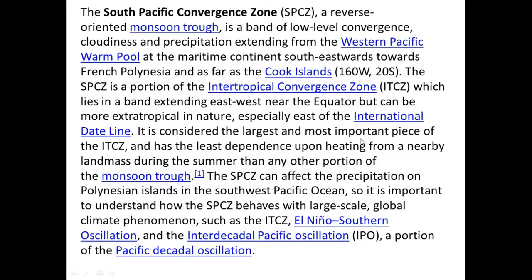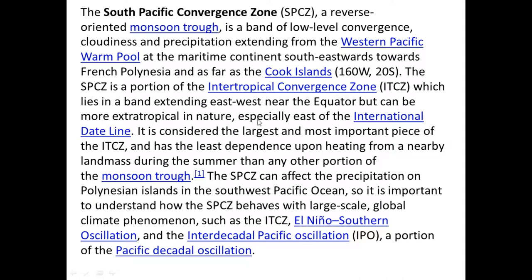Okay, the South Pacific convergence zone is a reverse-oriented monsoon trough. It's a band of low-level convergence, cloudiness, and precipitation extending from the Western Pacific warm pool at the maritime continent southeastward towards French Polynesia as far as the Cook Islands, 160 degrees west, 20 degrees south.